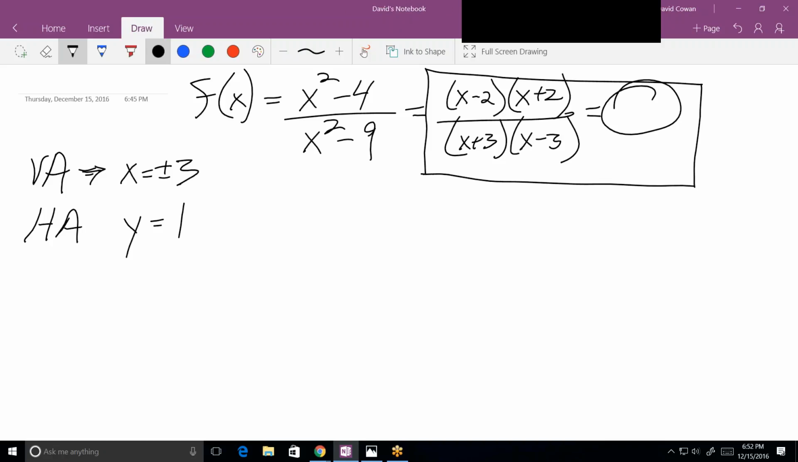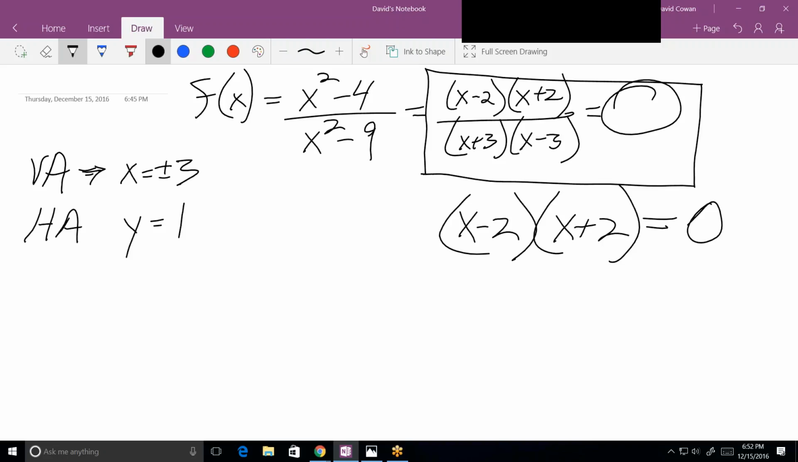It's equal to 0. Has to be. In other words, I can multiply both sides by this denominator, so I get x minus 2 times x plus 2 equals 0. Now, that's pretty easy to solve. X is either equal to 2, or minus 2. So whenever you see a rational quotient equal to 0, all you need to do is take its numerator and set it equal to 0 and solve.